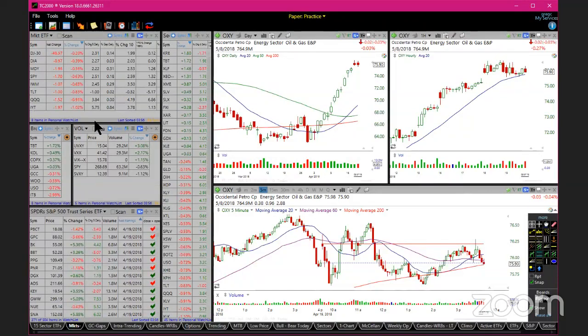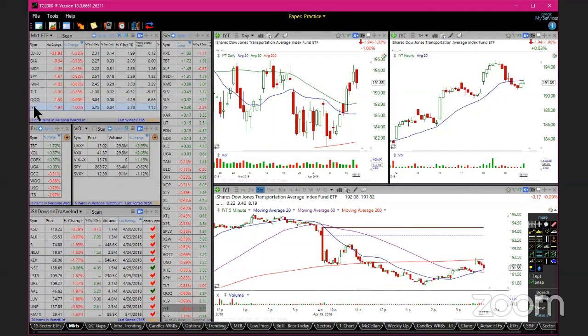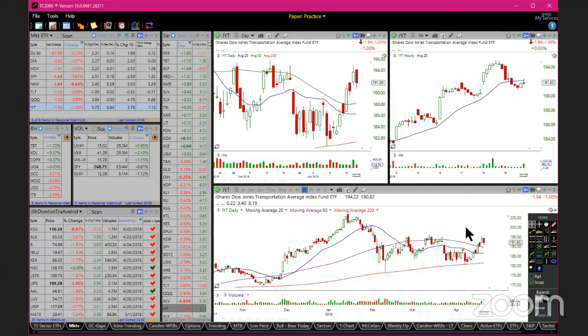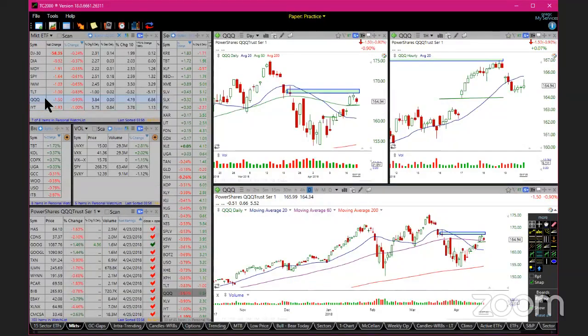So today basically was a sleeper. Right? The transports are down 1%. It's a daily here, but really just a correction day within this move up. QQQs down less than 1%.